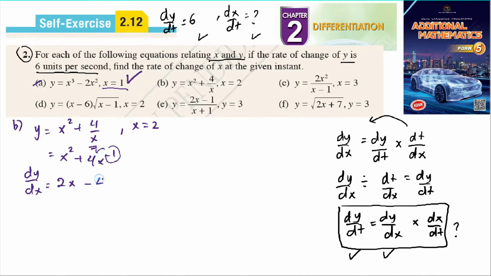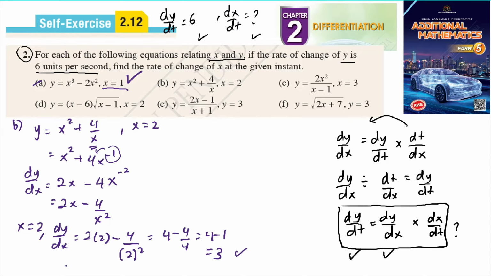So here you have dy over dx. dy over dt is given. So you can find what is your dx over dt. So here, dy over dt is 6. So 6 is equal to dy over dx, which is 3, times dx over dt, the one that we wanted to find. So dx over dt is equal to 6 divided by 3, which is equal to 2 units per second.